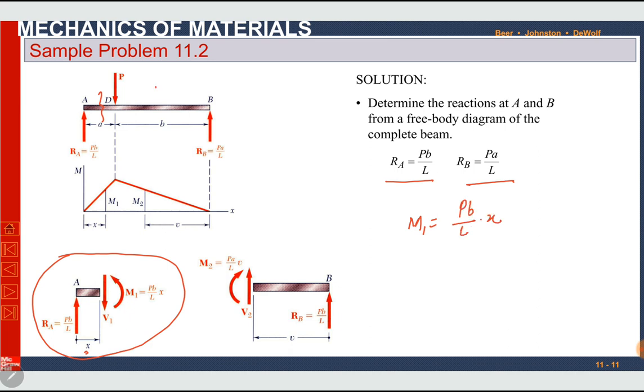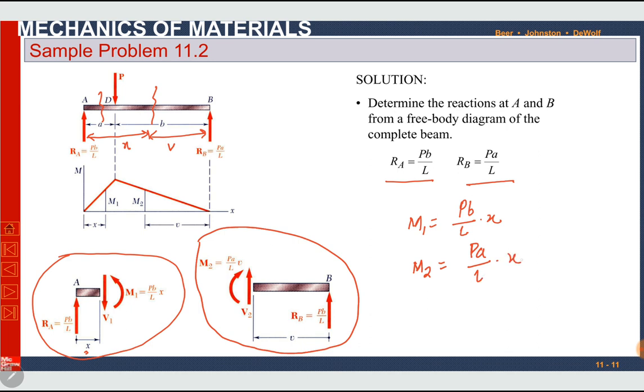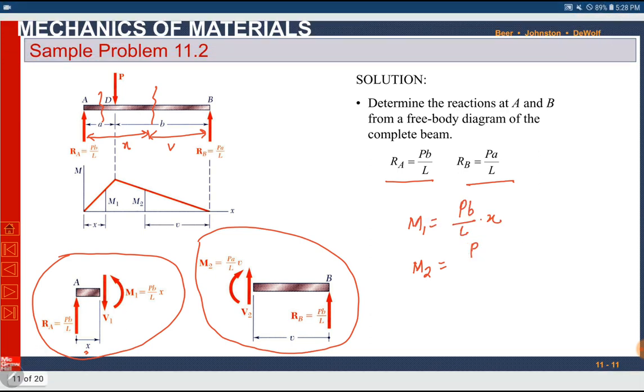Similarly, by sectioning the beam between D and B, we can consider either the left section, which will be x, or the right section, let us call it v. So we have considered the right section here. It is easier to do calculations. Okay, so moment M2, you can do by yourself. The moment M2 becomes PA divided by L into, sorry, not X, it is V. PA divided by L into V.